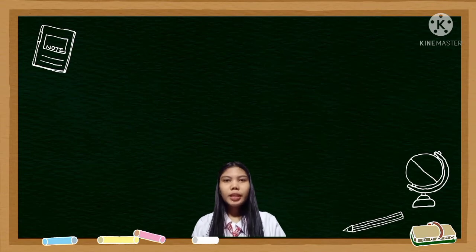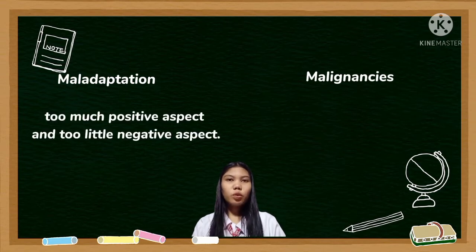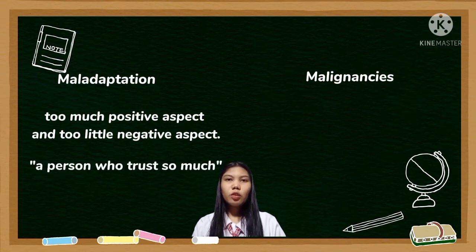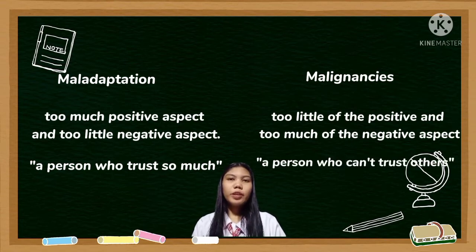So here, it emphasizes the two crises, which are the maladaptation and the malignancy, wherein maladaptation involves too much of the positive aspect and too little of the negative aspect, like for instance, a person who trusts so much, while a malignancy involves too little of the positive and too much of the negative aspect, like for instance, a person who cannot trust others.